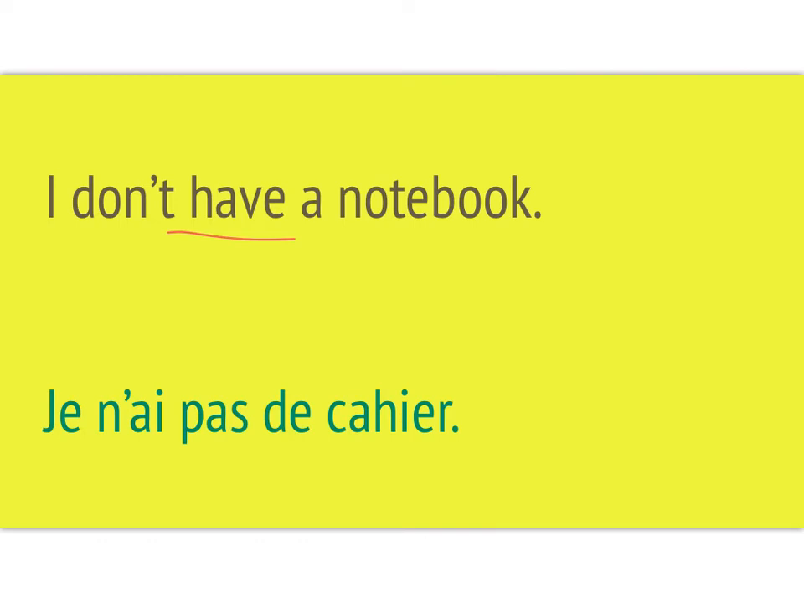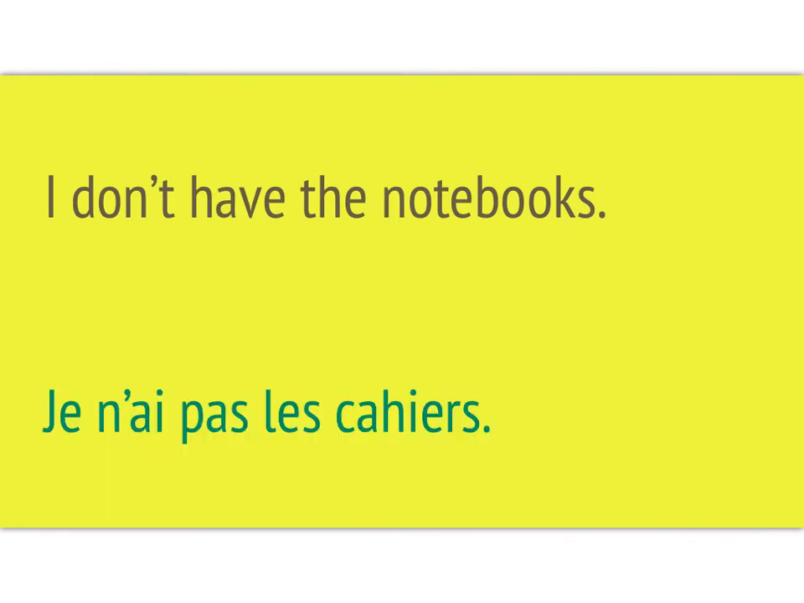You should have said, "je n'ai pas de cahier." Okay, even though in English we say don't have a notebook, remember we can't use un or une in a negative sentence, so we have to replace it with this de. I don't have the notebooks. "Je n'ai pas les cahiers." The notebooks. We're okay because les is not one of the indefinites.